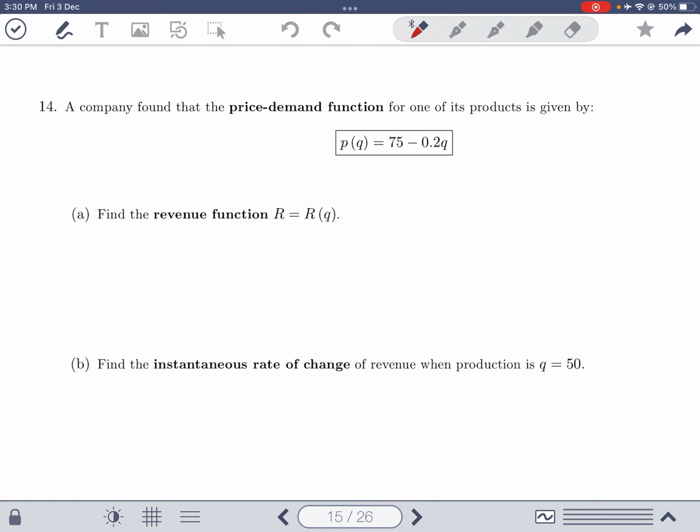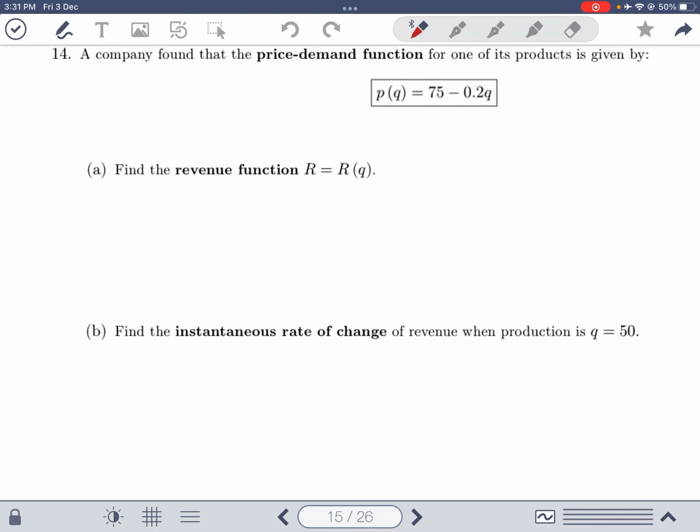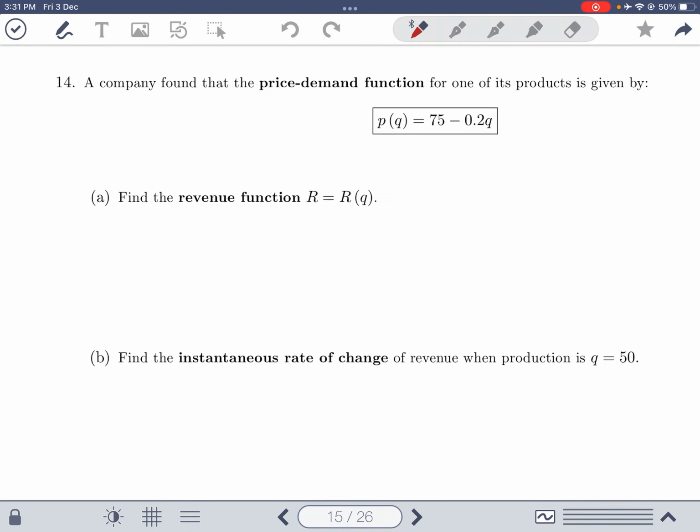Okay, in this question we're given that a company found that the price demand function for one of its products is given by this formula here, which is a nice linear formula. So the graph of this will be a line with negative slope. Good to know from the beginning, when you're looking at anything, what sort of graph it would give, what kind of function it is, what kind of relationship. So it's a linear relationship.